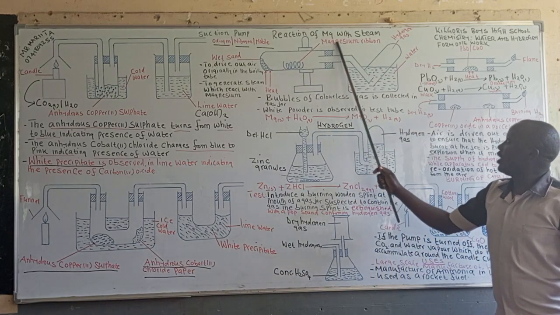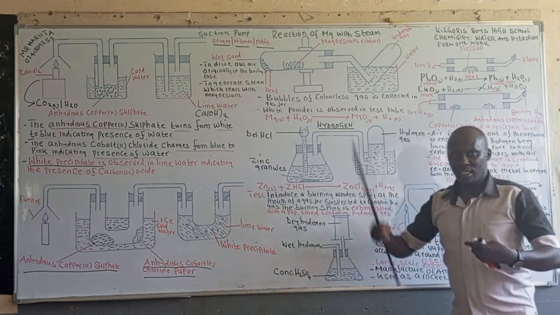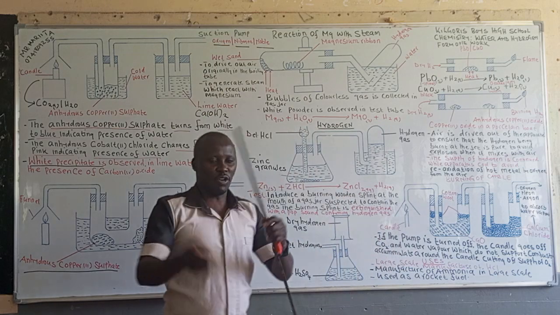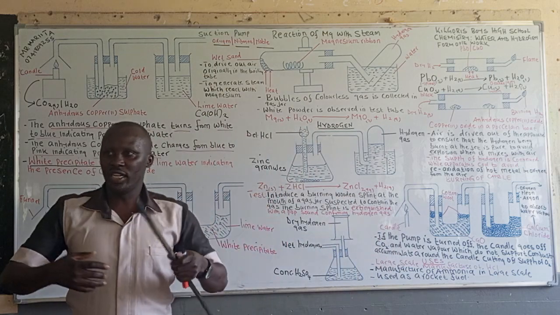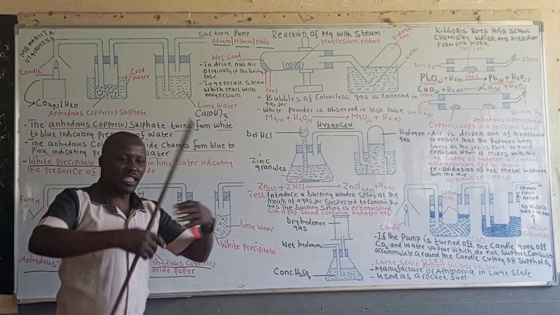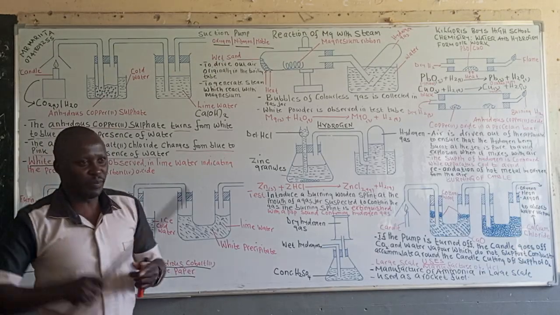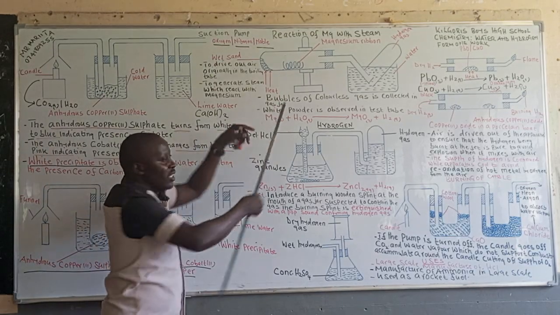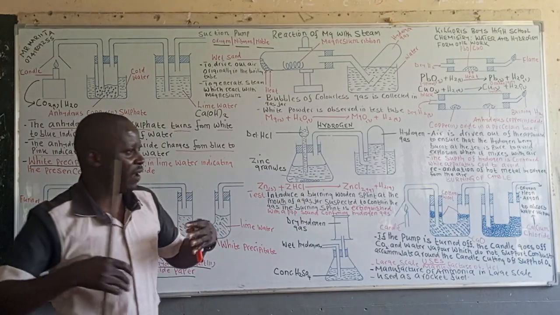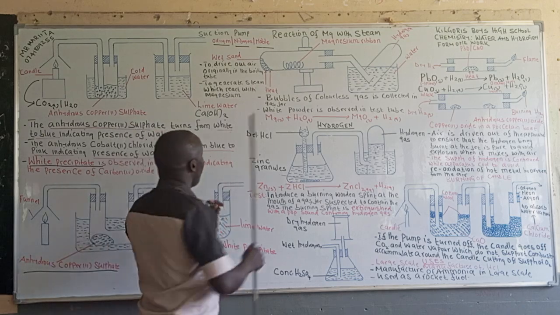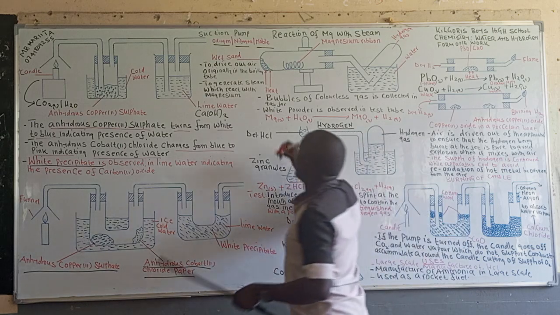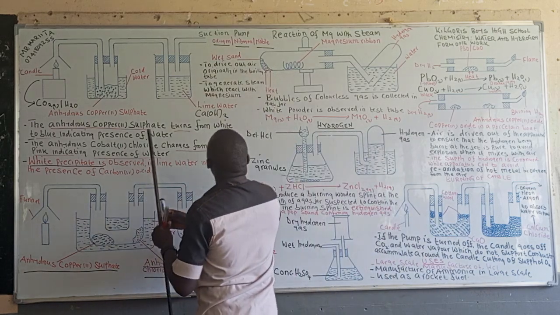So, first of all, this is the magnesium ribbon. The magnesium ribbon, as you can see, is coiled. This magnesium ribbon is normally coiled, and the reason why it is coiled is to increase the surface area in contact with the steam. It must be coiled such that it can increase the surface area in contact with steam. There we have the sand. In this sand, we can also use the cotton wool.